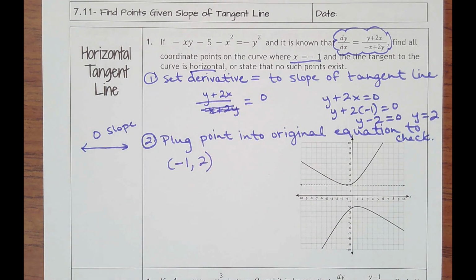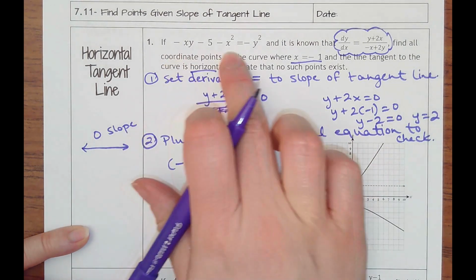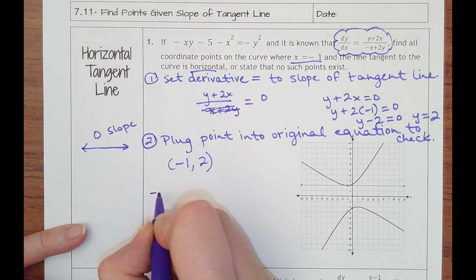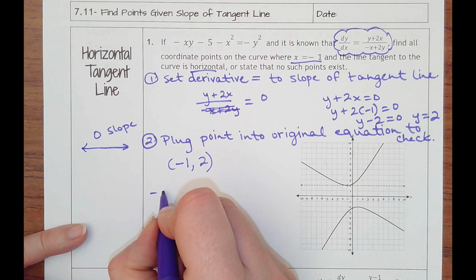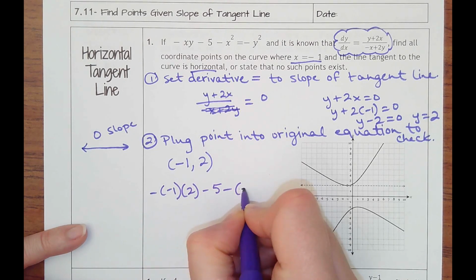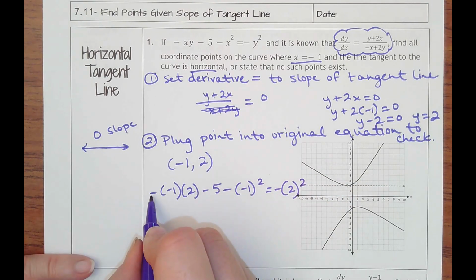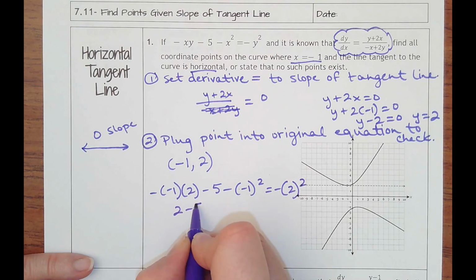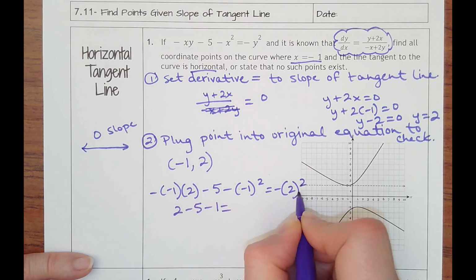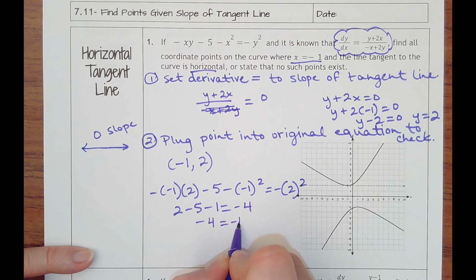I have to check it though to make sure that is actually a point of my function. Again, you won't have this graph, so it won't be that easy. We need to plug it into the original. So I would have a negative of x times y minus 5 minus x squared equals negative of y squared. That would be 1 times 2 is 2 minus 5 minus 1 equals -4. That would be 2 minus 5 is -3, minus 1 is -4 equals -4.